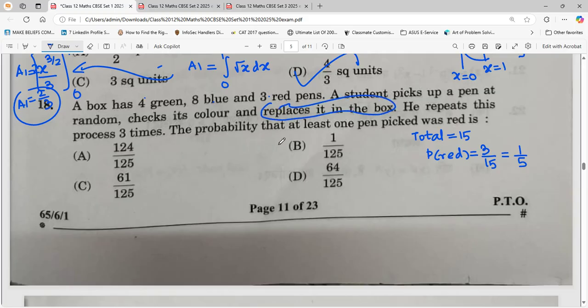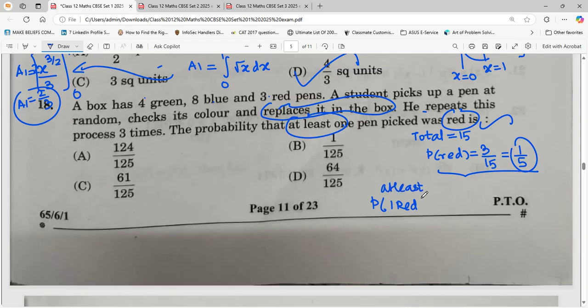So which means that every time the student picks up the pen, the probability of a particular red pen remains the same, because the question says he repeats this process 3 times. The probability of red, I found it here. The probability that at least one pen picked was red: every time the pen is picked, the probability remains 1 by 5 for red. So we need to find at least one red.